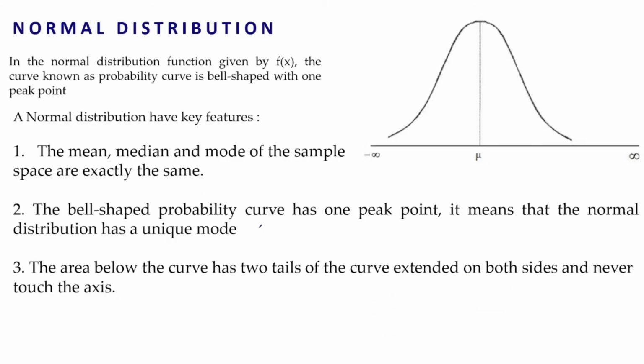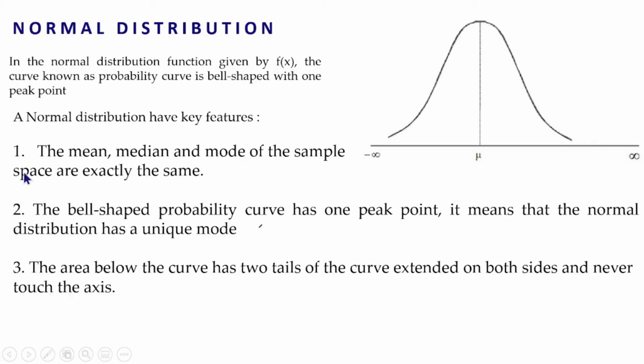Now we will see some of the features of the probability curve for normal distribution. In the normal distribution given by f of x, we just now saw what was f of x. The curve known as probability curve is bell shaped with one peak point. So this is the most important property of the normal distribution curve. It is bell shaped and it has one point at the peak.